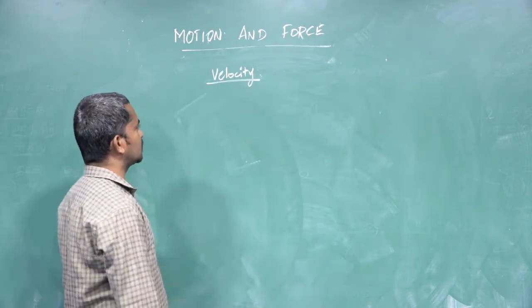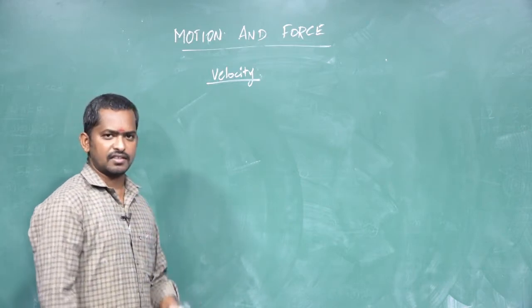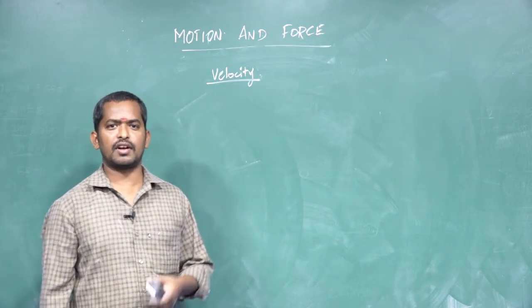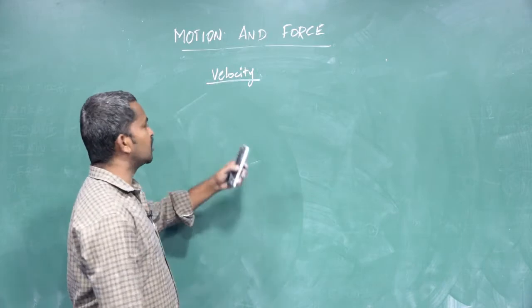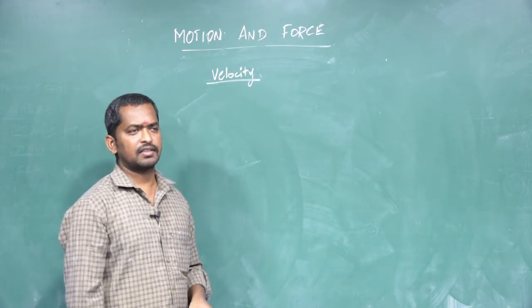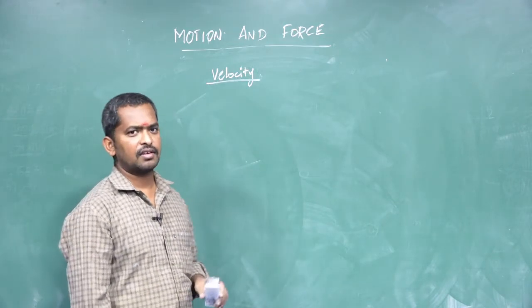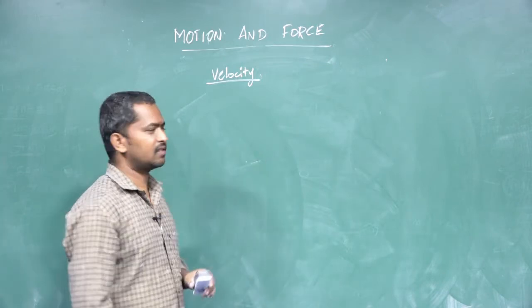And next is velocity. The rate of change of displacement is called velocity. The SI unit of velocity is meter per second. This is a vector quantity. You know well speed.